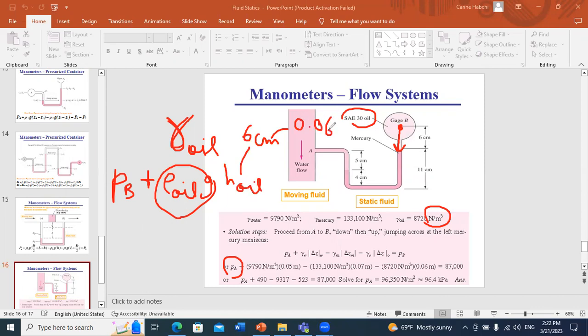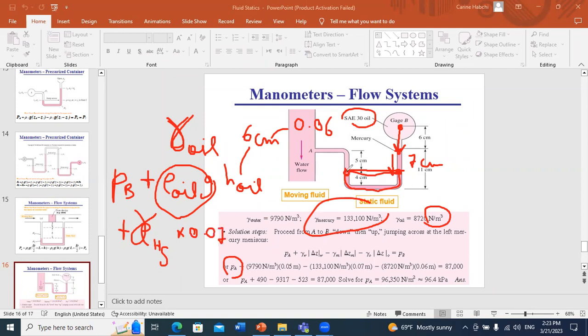It's 0.06. Now, once we reach this point, what can we do? I just need to determine the pressure at this point, because here I will jump across to mercury. So to determine the pressure at this level, I'm moving down in mercury a distance of 11 minus 4, a distance of 7 centimeters. And since I moved down, I should add. So I add plus rho mercury times g, or I can directly say it's gamma Hg, gamma mercury. It's given. Times 0.07.